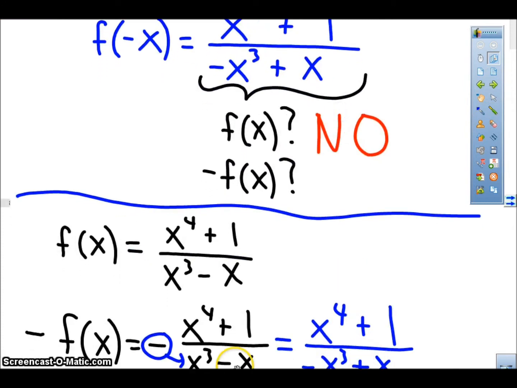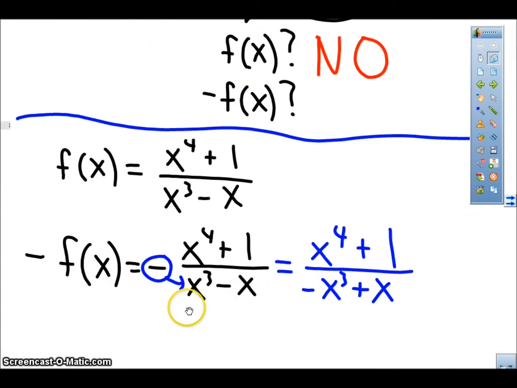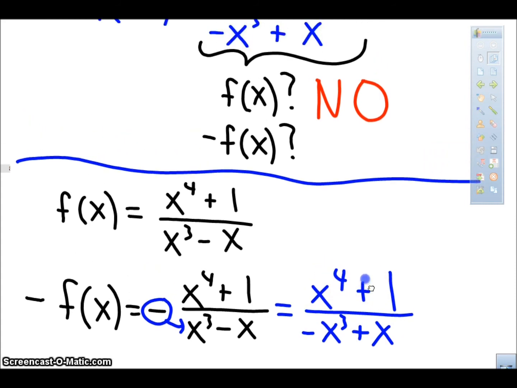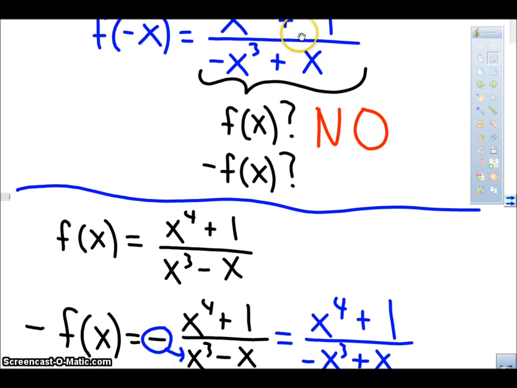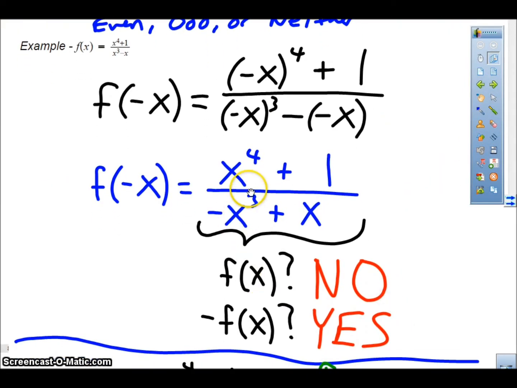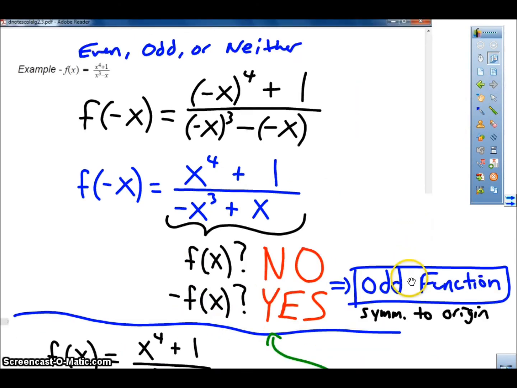So what we end up getting, sorry, it's hard to see. Let me jump down here. What we end up getting when you distribute the negative to the denominator is you get negative x to the third power plus x in the denominator. The numerator stays x to the fourth power plus 1, and we see that this actually exactly matches f of negative x. So these are a match now, which means the answer to this question is yes. This does come out exactly equal to the negative of the original function, and our conclusion from that is that this is an odd function. And because it's odd, the symmetry this graph will have is it will be symmetric to the origin.